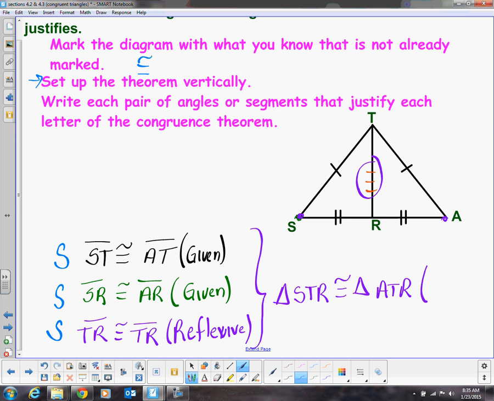And what is this called? What's the reason? Side, side, side. Triangle STR congruent to triangle ATR is one of the combos. But you see, you kind of had to know the combo to start with in order to know what you had to justify. All right? That is not that much work. If you think this is a lot of work, then you wait till Tuesday.